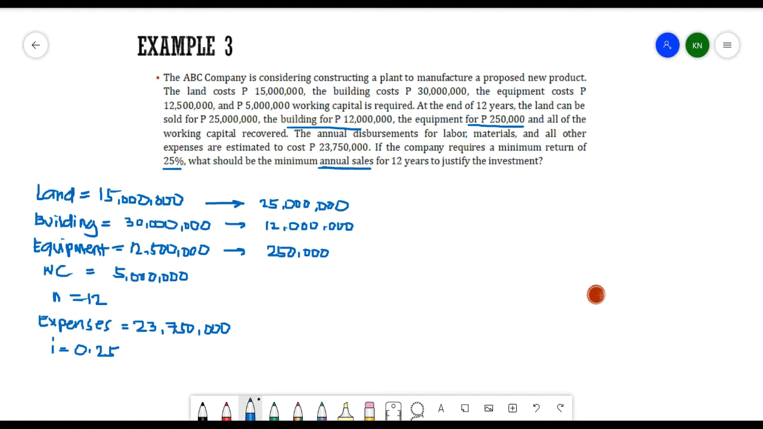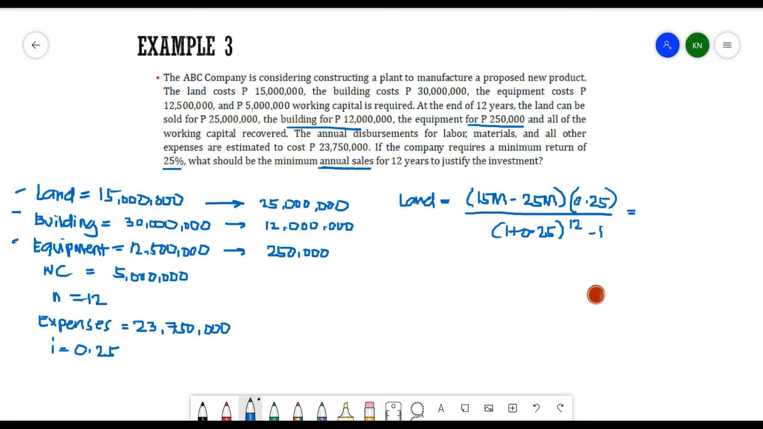So first that we need to do, we just need to identify first the depreciation for each of the following capital that we have. So for the land, the depreciation is 15 million minus the salvage value of 25 million, multiplied by the interest, which is 0.25, divided by 1 plus 0.25 raised to n, which is 12 minus 1.